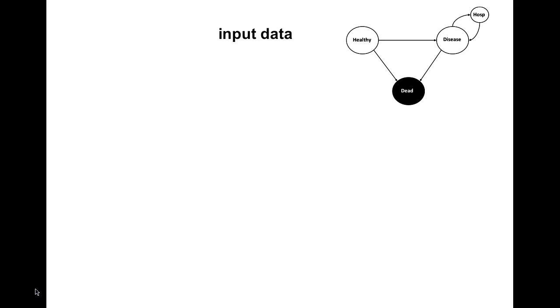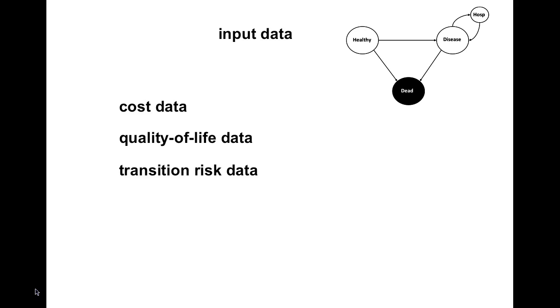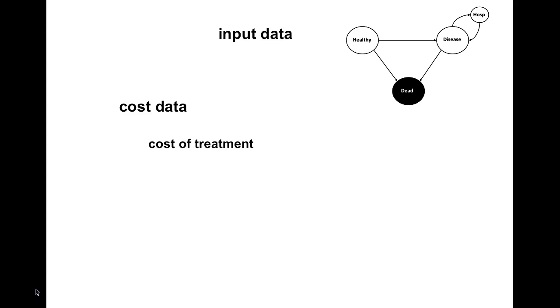The input data to our model consists of cost data, quality of life data, transition risk data, and data on treatment effects. The cost data consists of the cost of the treatment, in this case only the cost of the drug, but it could also be cost of administration, for example, cost of hospitalizations and productivity losses. The productivity losses appear when an individual is hospitalized or dies before age of retirement.